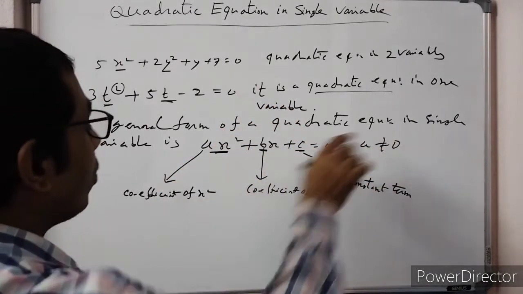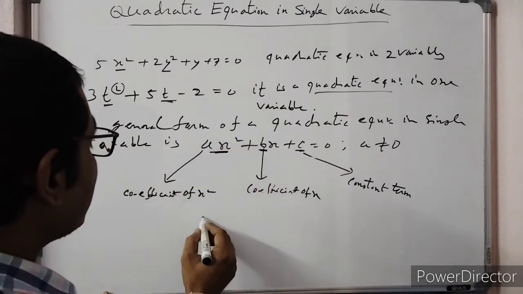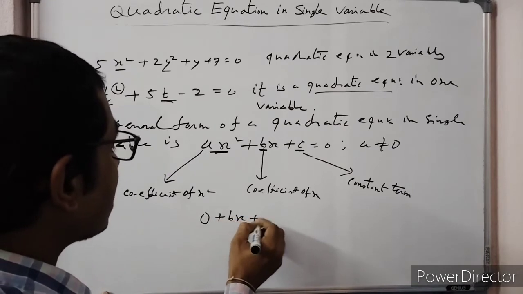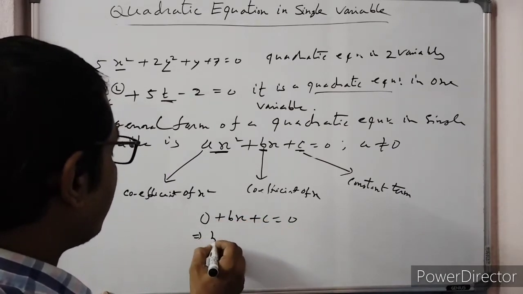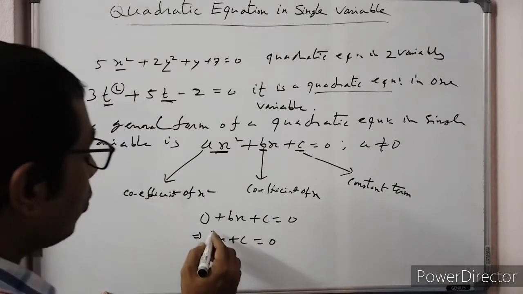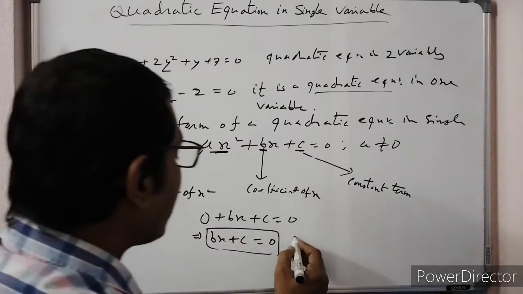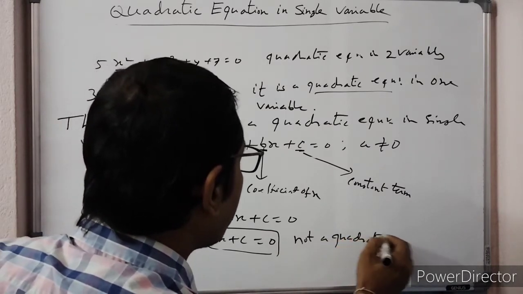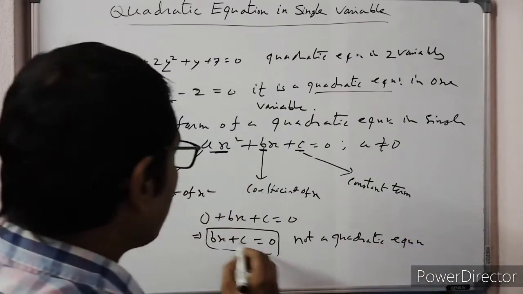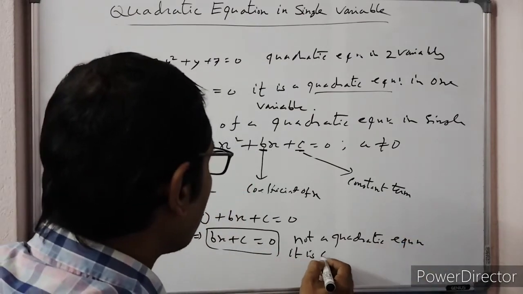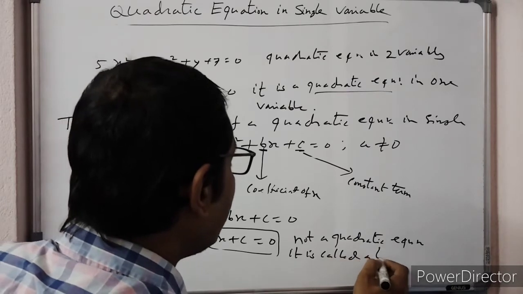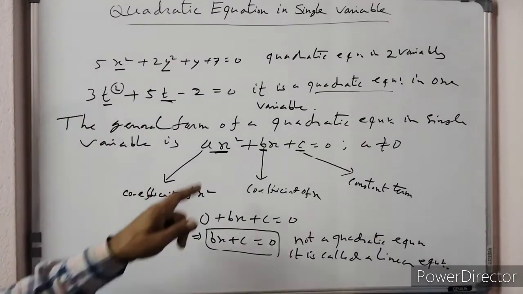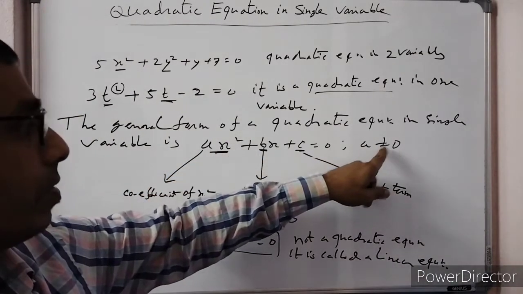How? Suppose a equal to 0, then it becomes 0 into x square, 0 plus bx plus c equal to 0. Therefore, bx plus c equal to 0, which is not a quadratic equation. It is called a linear equation. Therefore, a not equal to 0.